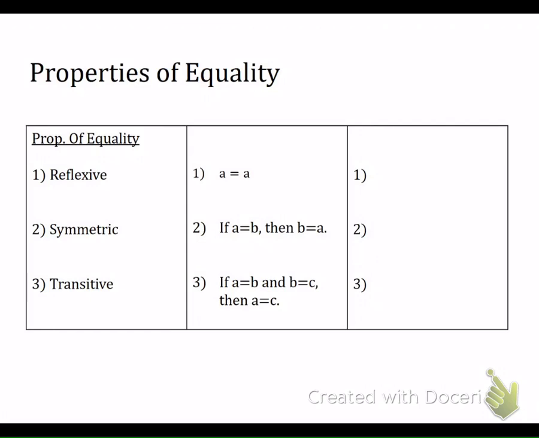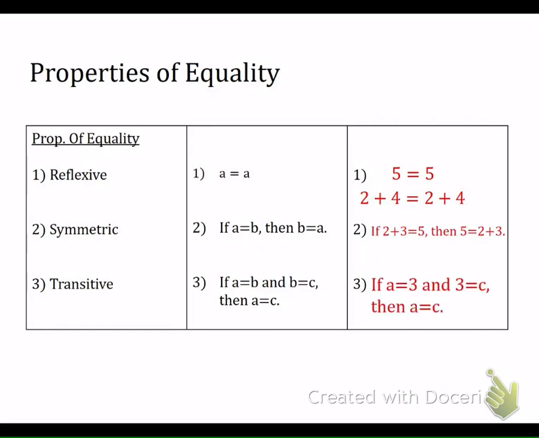These are the properties of equality. There are 3 of them: reflexive, symmetric, transitive. I will throw them up here for you with some numbers. And then I do have a memory trick for this one as well. It's not as entertaining, but when you're ready, I'll give it to you.